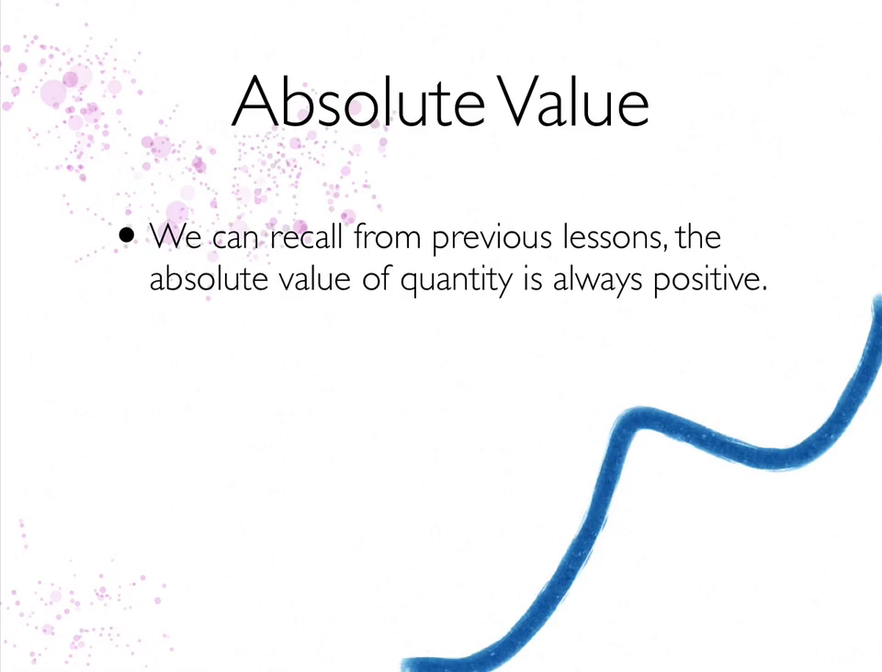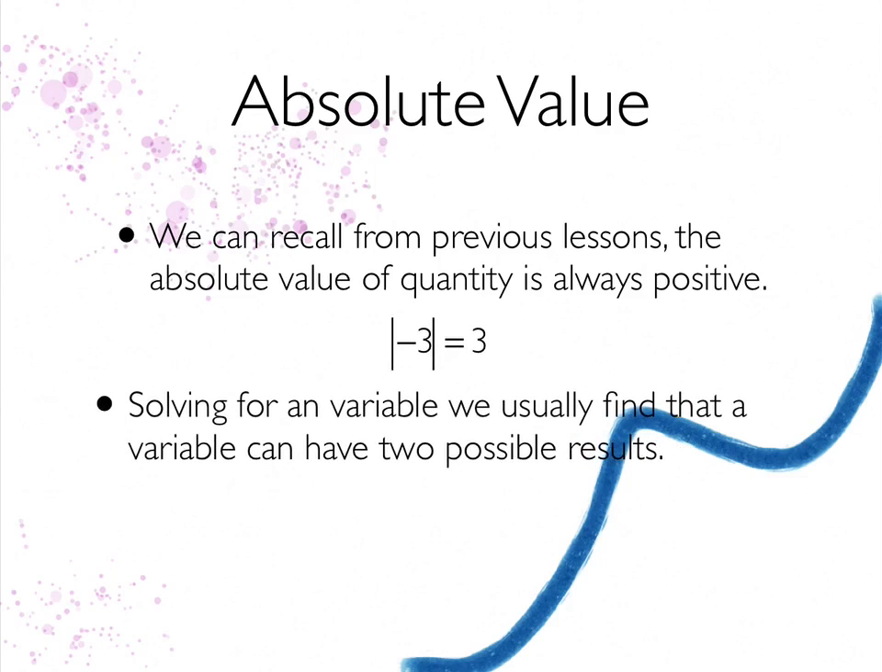Absolute value, and we've talked about absolute value before. It's a value that's always represented as a positive number, and what it means is the distance a number is away from 0. So over here, the absolute value of negative 3 is 3, and the absolute value of 3 is 3, but any number inside those brackets is always going to be positive.